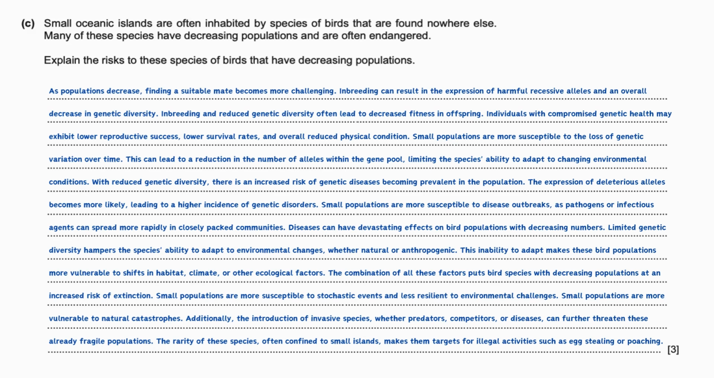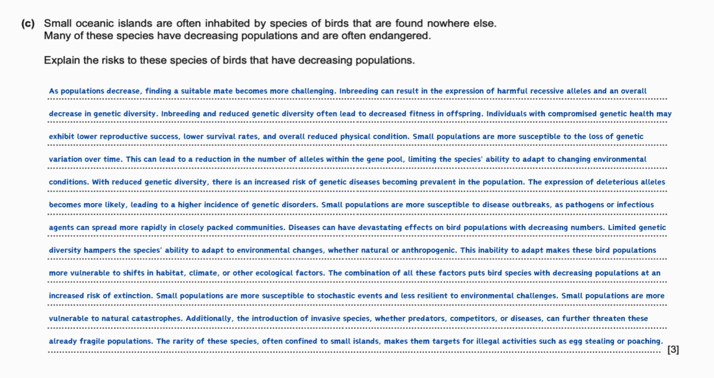With reduced genetic diversity, there is an increased risk of genetic diseases becoming prevalent in the population. The expression of deleterious alleles becomes more likely, leading to a higher incidence of genetic disorders. Small populations are more susceptible to disease outbreaks as pathogens or infectious agents can spread more rapidly in closely packed communities. Diseases can have devastating effects on bird populations with decreasing numbers.